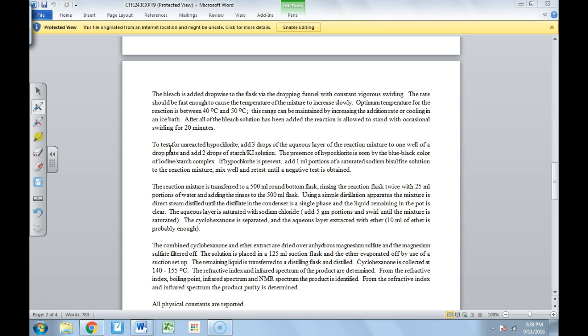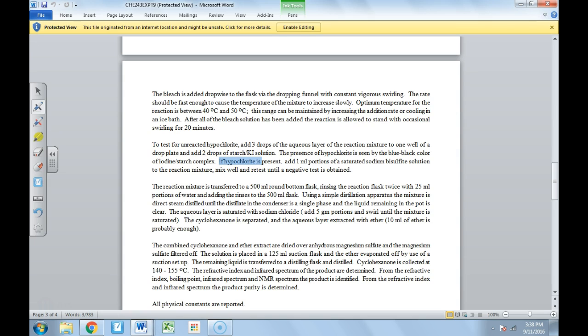Check to see if there's bleach, and instead of using drops of potassium iodide, what we have are potassium iodide strips. If there's still bleach present, you're going to see the blue-black color. If there is still bleach, which is hypochlorite, you're going to want to neutralize that bleach by adding bisulfite. That compound is going to be oxidized by the bleach. It's going to then use up all the bleach. So there's a solution of sodium bisulfite. So you're going to keep adding 1 milliliter portions until that gets neutralized.